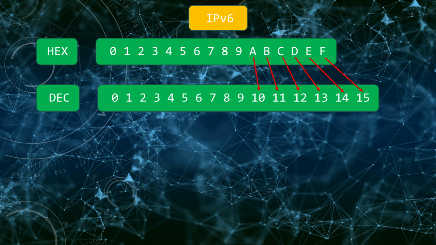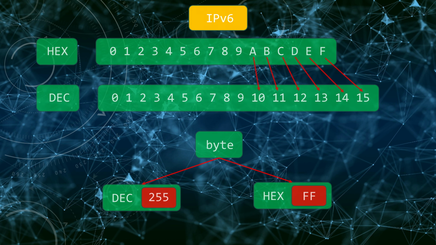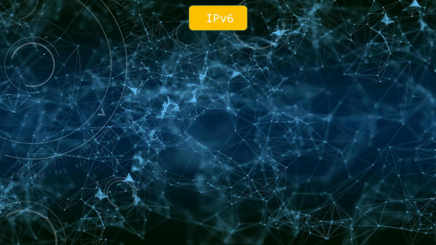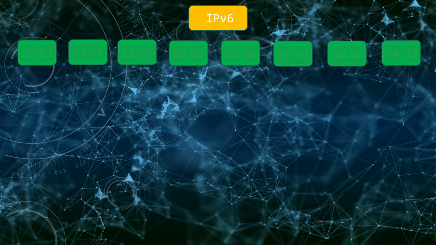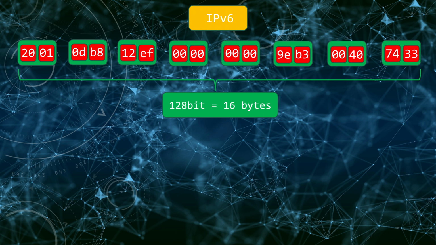The reason for hex notation is that in decimal you need 3 digits to code a byte, in hex you need only 2. An IPv6 address consists of 8 groups of 2 bytes written in hex notation. An IPv6 address is 128 bits long, that's 16 bytes. Each group is separated by a colon.